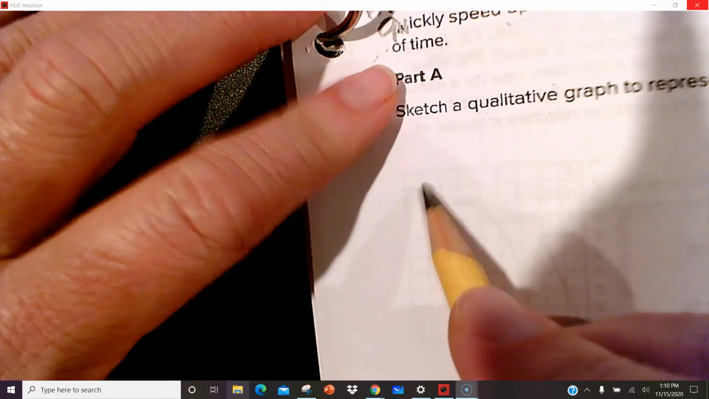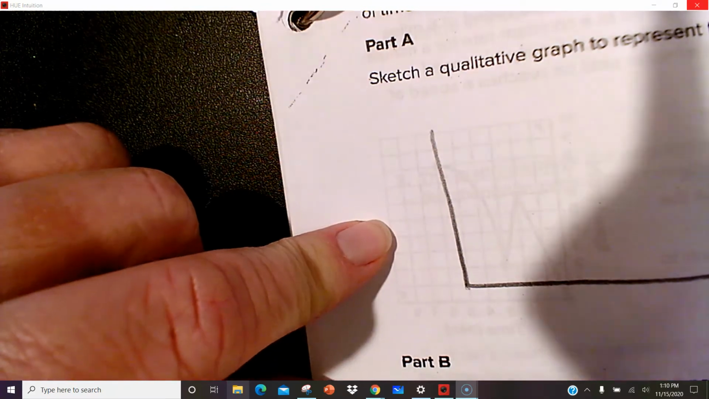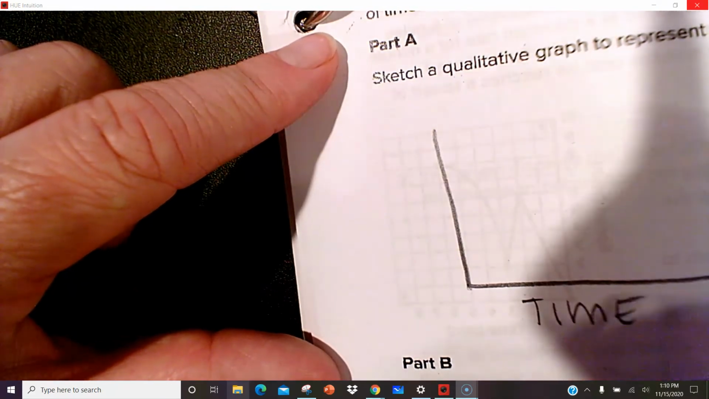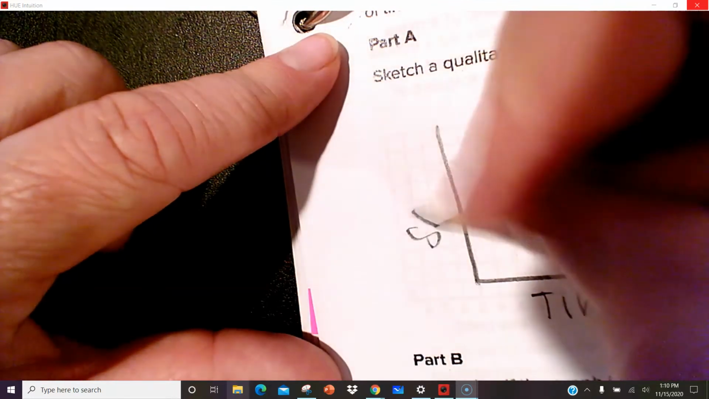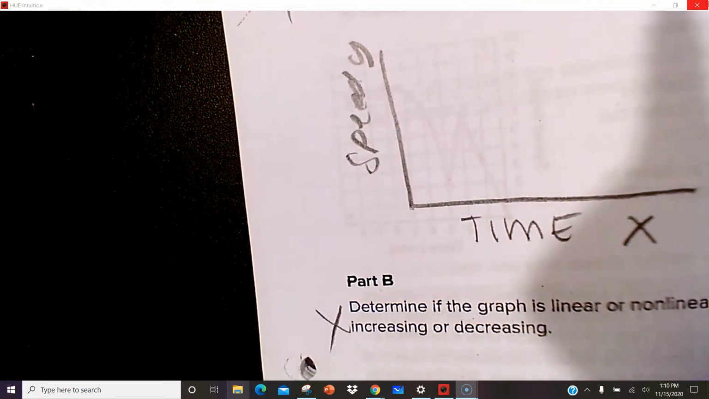So let's go ahead and draw that. I'm going to start it off here and go here. I'm going to go with time here for my x, speed here for my y. All right. I want you to do part A and part B on Edpuzzle. Okay.